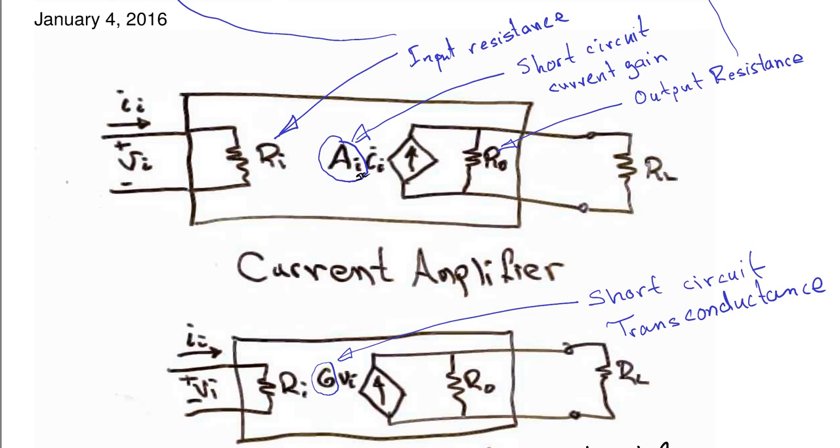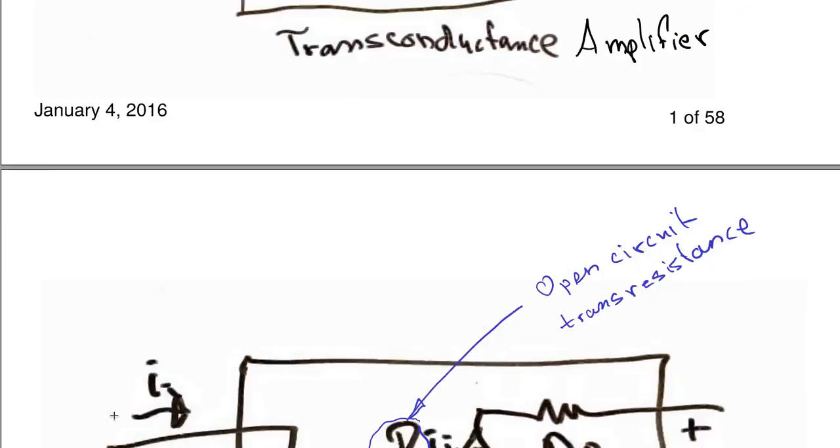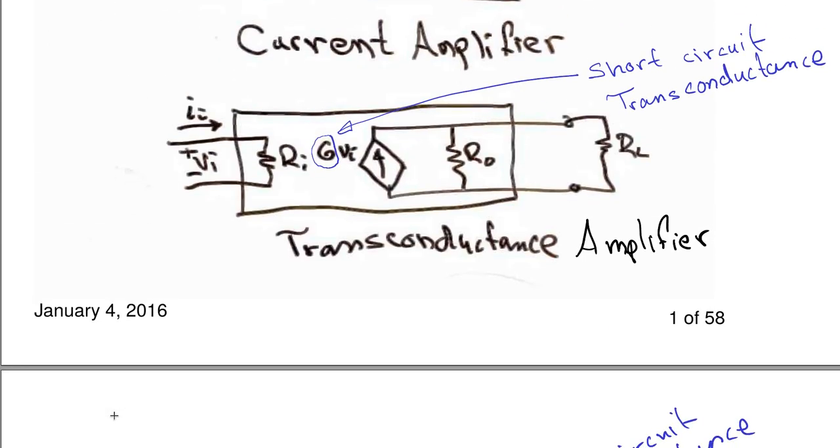The current gain parameter, AISC, is known as the short circuit current gain. Similarly, hybrid models with input voltage and output current and vice versa are known as transconductance and transresistance amplifiers. And right here in front of you, you have a transconductance amplifier. Notice the output quantity is current, and because of that, the output circuit used is a Norton one.